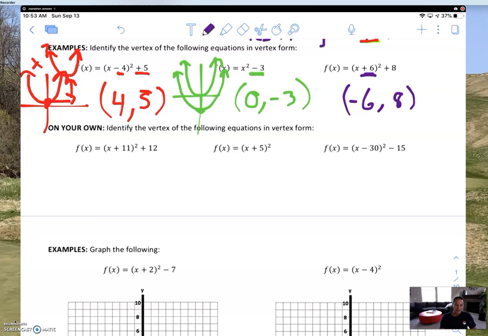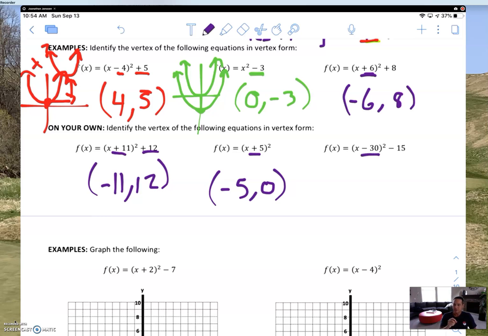All right, the answers for those 3 should be negative 11, 12, because it moved left 11, and then it moved up by 12. This next one, it moved left by 5, so we have negative 5, and it didn't go up or down at all, so it's negative 5, 0. And the last one, because it says minus in there, it's going to be shifting it to the right by 30, and then it goes down 15, so your vertex is at 30 and negative 15.